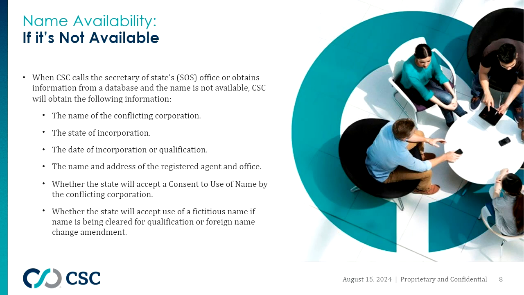If the name you want to use has a name conflict, we'll provide you the details of what that conflicting entity's information is, so that way you have the ability to obtain name consent if needed. For qualifications, you can use a fictitious doing business as name if there's a direct conflict or you're unable to get consent. Just please note you will not be able to maintain the original file date if the name is not available.